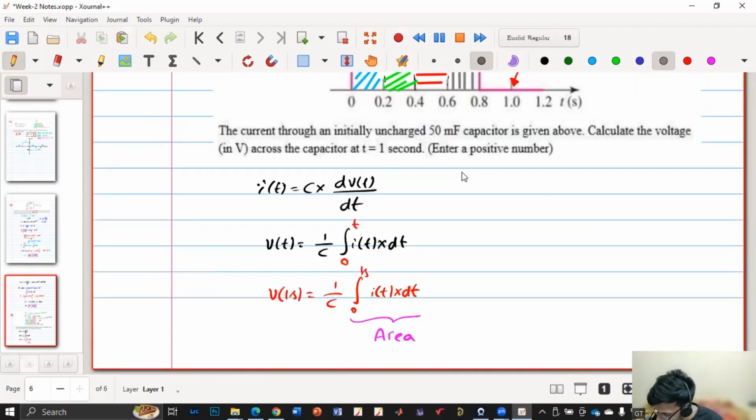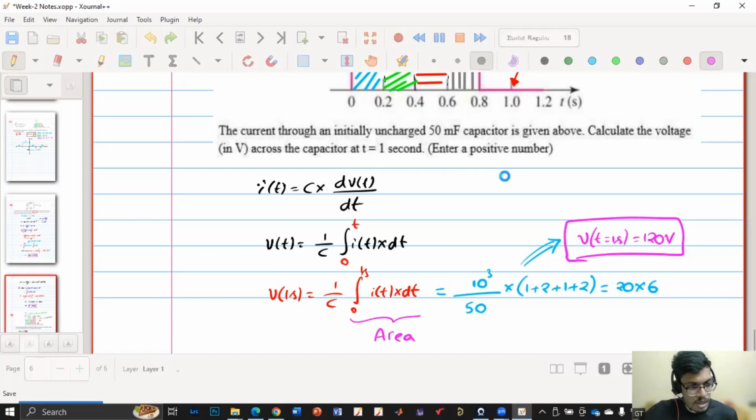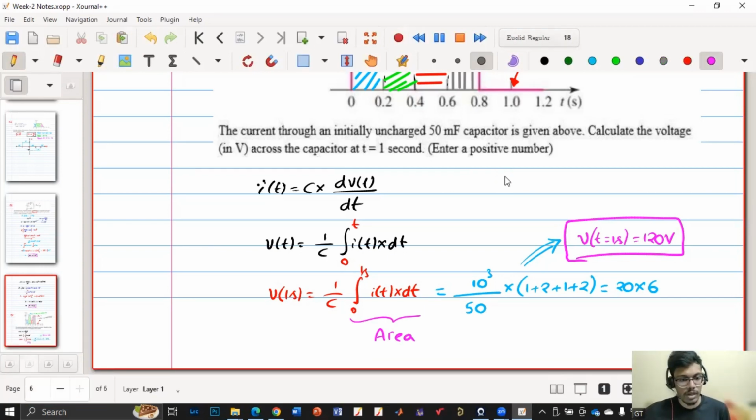So if I have to find this, I have to do 1/C. C is 50 milli, so 1 over 50 times 10 to the power minus 3, into (1 plus 2 plus 1 plus 2). So my numerator will be 20 into 6. Is my calculation correct? Just check. Yes, sir. So 120 volts. So my v at t equals 1 second is 120 volt. I got it by integrating the current, also called the area under the curve i(t). That is what I have done.